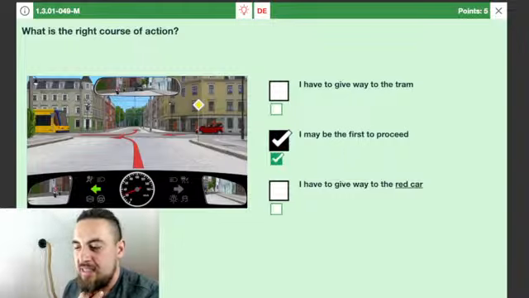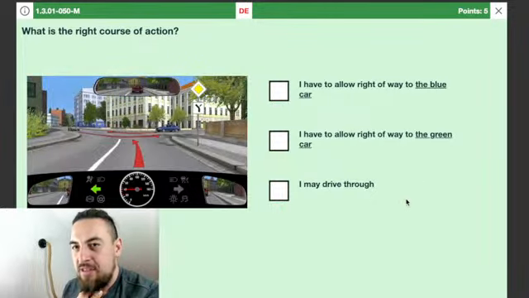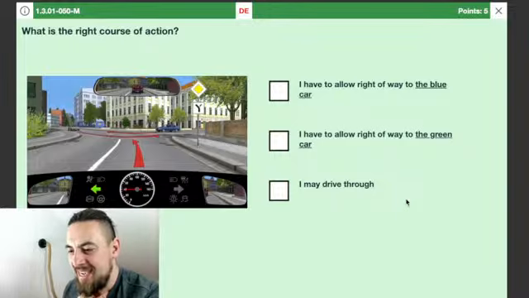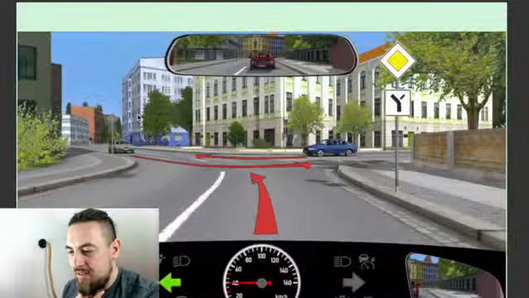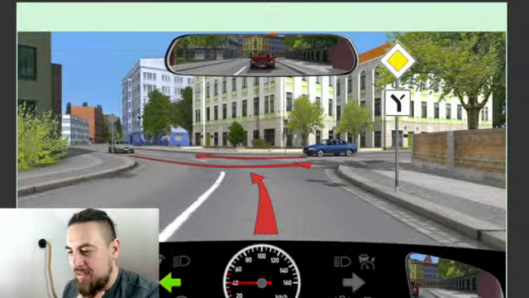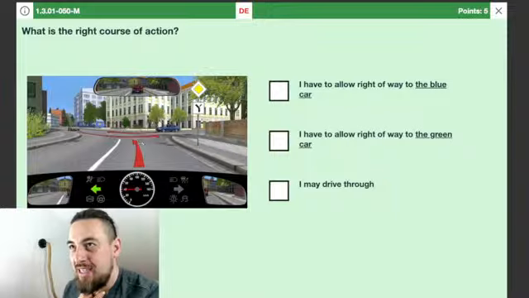Exactly. All right, let's do it like this. I will read the question, you will have a look at the picture and decide, and then I will explain it at the end. I think that makes more sense. What is the right course of action? So let's have a look here. Check who has priority. I will close it now. You can still see it in the smaller image.